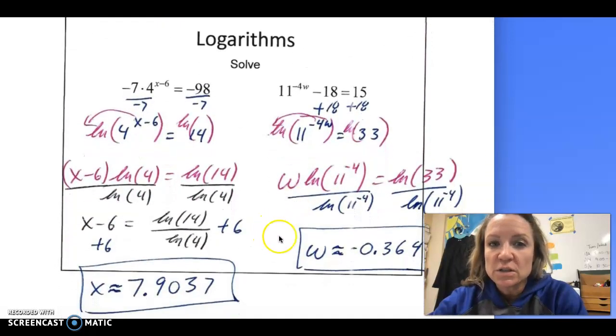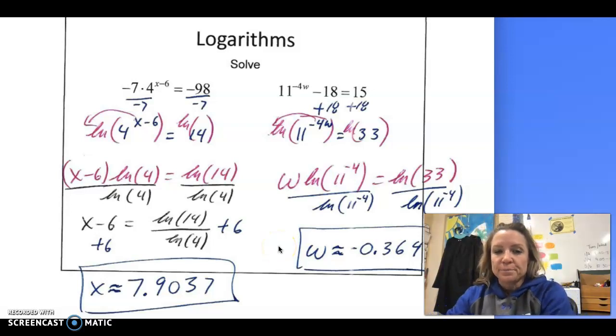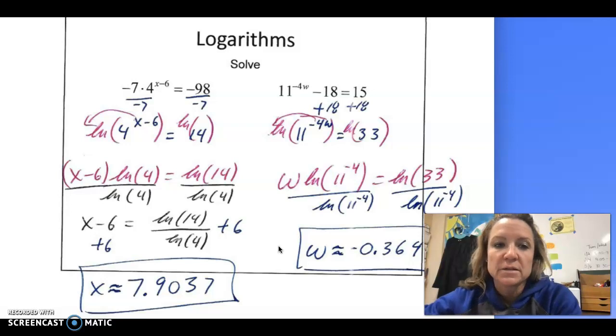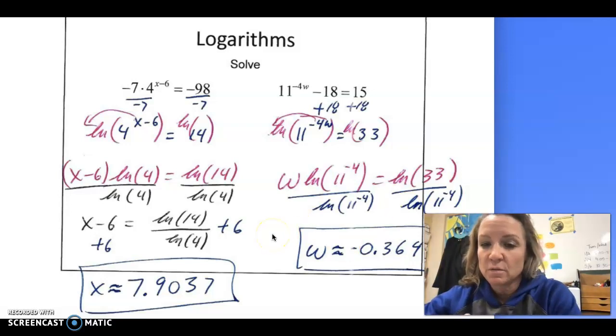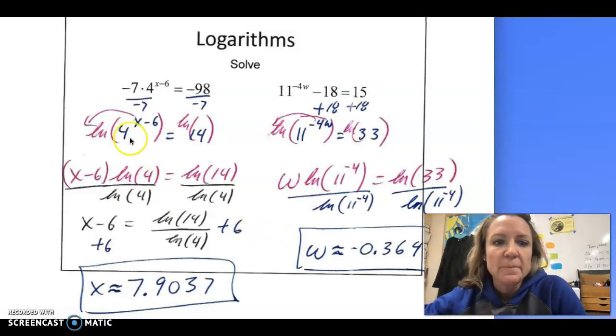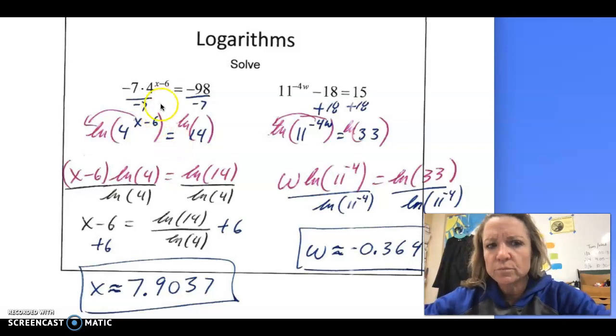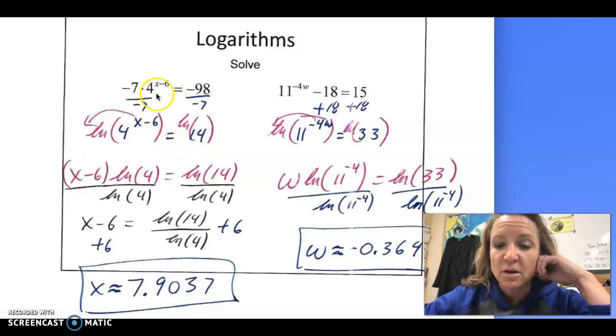We're just continuing to solve more logarithms. They're just getting harder and more complicated. So just seeing a lot of them will help you to see, okay, what do I do next? All right, so on the left here we have negative 7 times 4 to the power of x minus 6 equal to negative 98. The goal is always to get the variable by itself. So on the left we have a variable, so what can we do to undo everything?